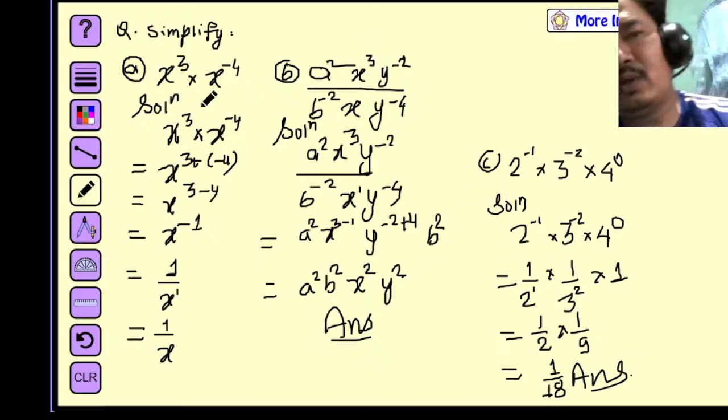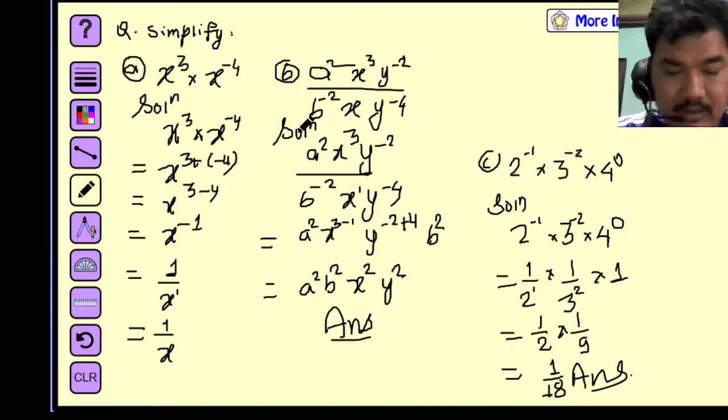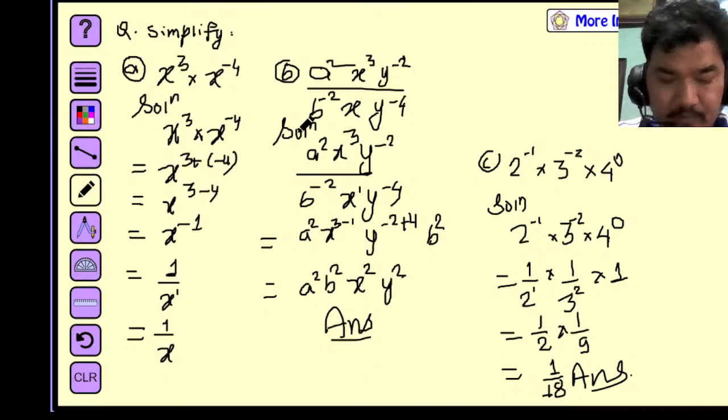Okay, like this solve A, B, C. This type of question, laws of indices. Like this we need to solve.